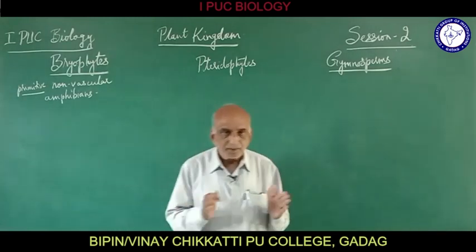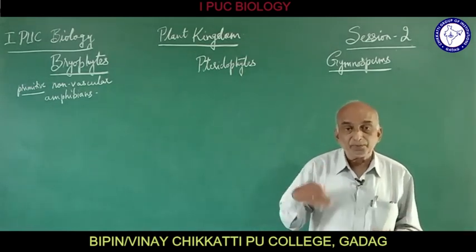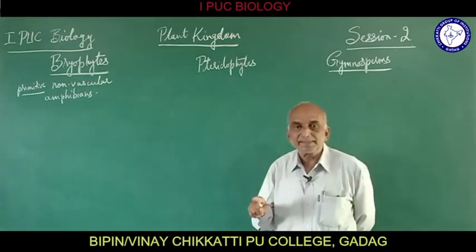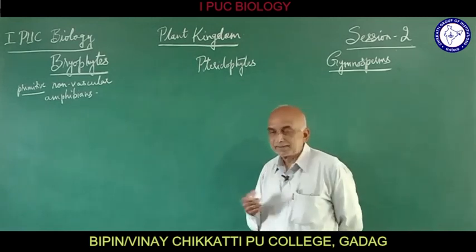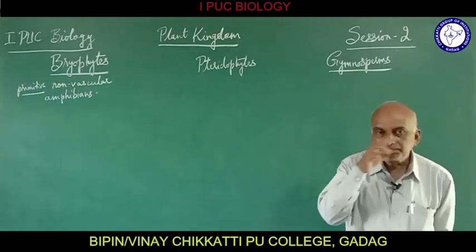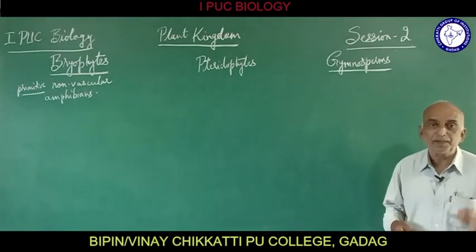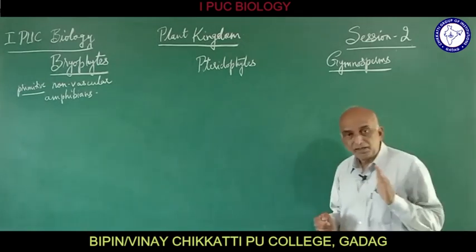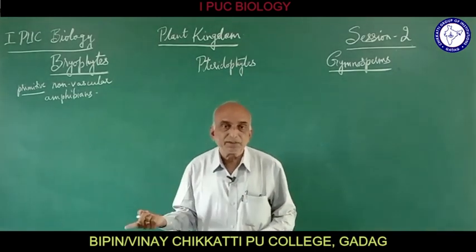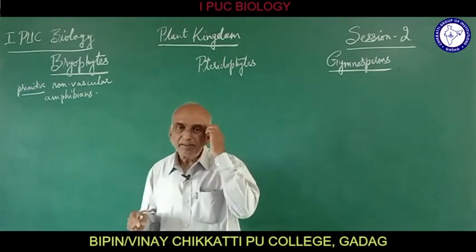So for growth and development it requires land. For the reproductive phase it requires water. That means the life cycle gets completed on land and water. Hence they are called the amphibians of the plant kingdom. Sometimes it is asked, why are bryophytes called amphibians of the plant kingdom? Because they live on land for their growth, and for sexual reproduction they require water. That is why they are called the amphibians of the plant kingdom.